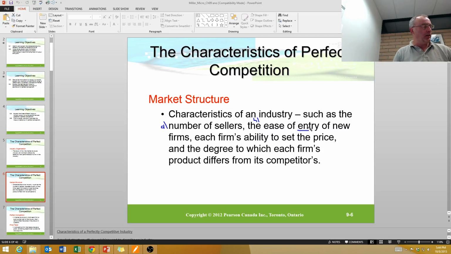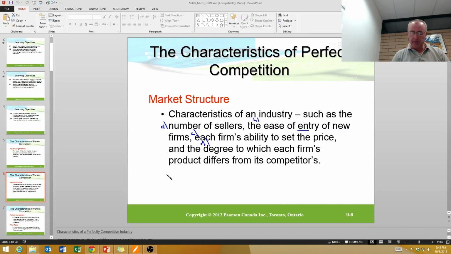It's not as easy as it might sound. I mean, exiting an industry is not necessarily an easy thing for companies to do, especially if they have large capital investments. Okay, then we can also describe an industry in terms of how easy it is for each firm to set the price of its own product. And we can look at the degree of product differentiation between different vendors. I mean, do different vendors sell essentially the same product, or are there some differences there?